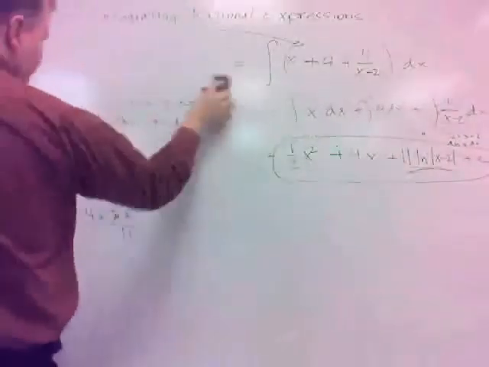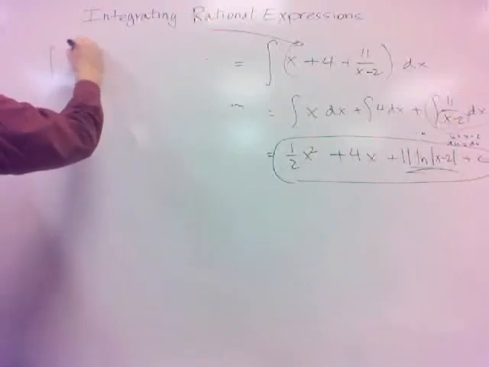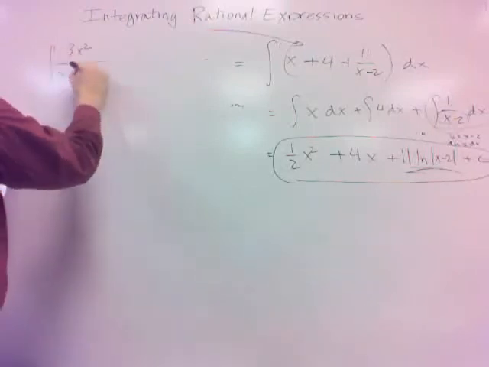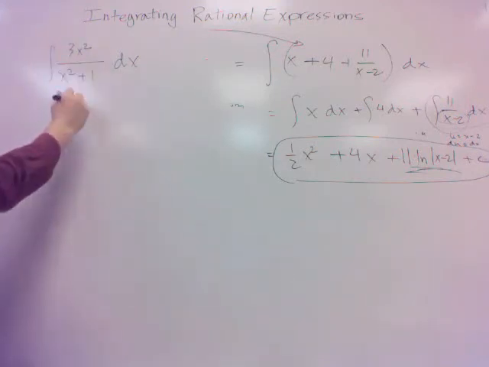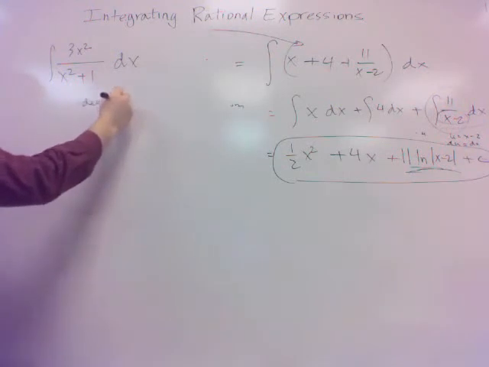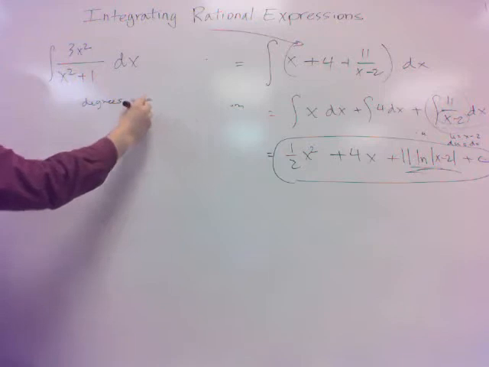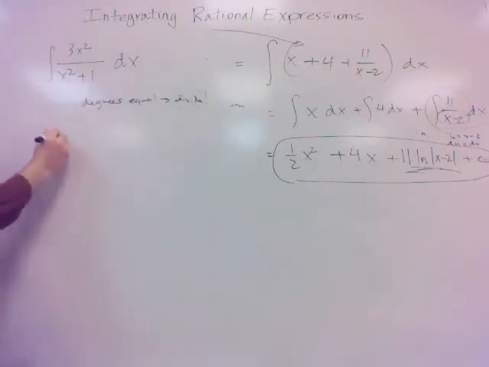Well, let's talk about this one. I guess another dividing one. Can we divide on this one? 3x squared divided by x squared plus 1. Would it help, you think, to divide there? Yeah. If the degree of the top equals the degree of the bottom, we also divide. Now, 3x squared, divide that by x squared plus 1. What you got?